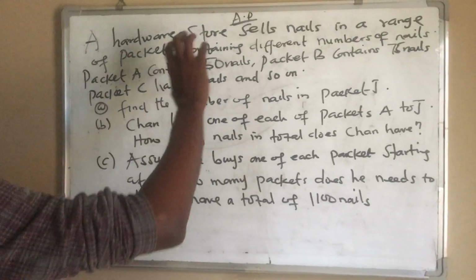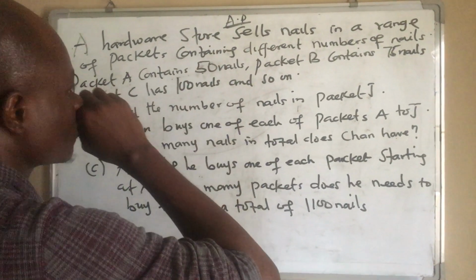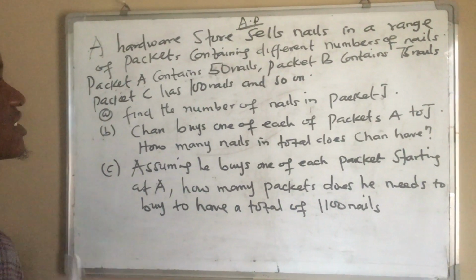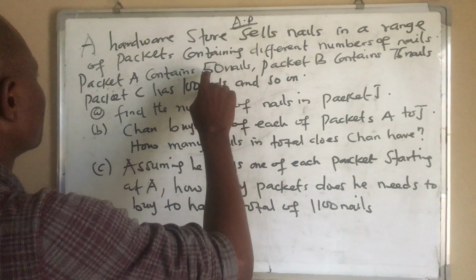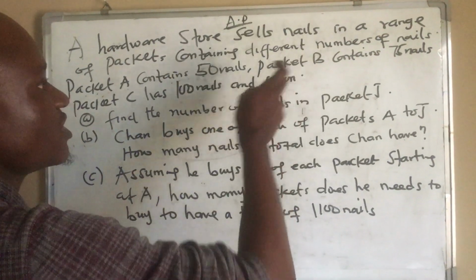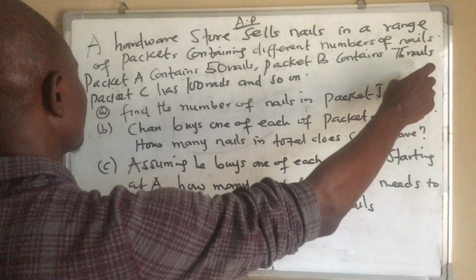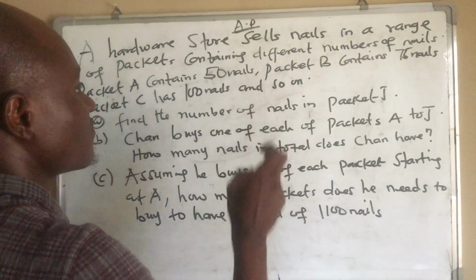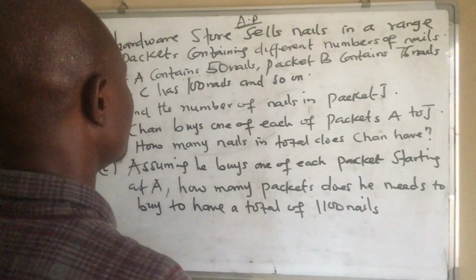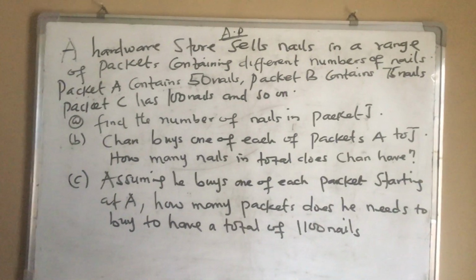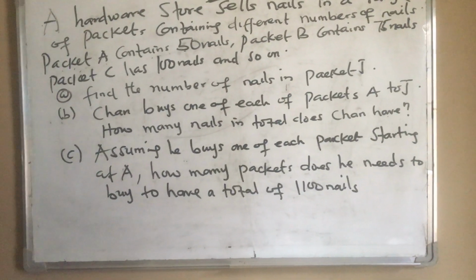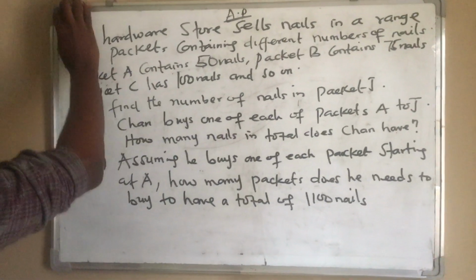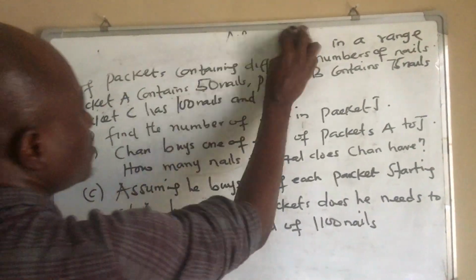So that means this question is an AP, because the first thing we need to know, in AP we have what we call a common difference, our D. From packet A to packet B, we see a common difference of 25, and from packet B to packet C, we also see a common difference of 25. So this is an AP question. Now let's run through a few things that we need to know in AP so that it will give us the leverage to solve this question.